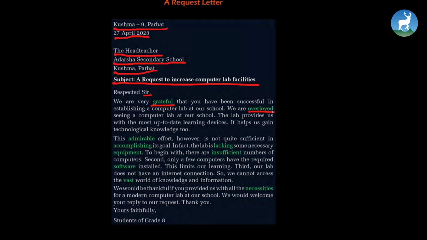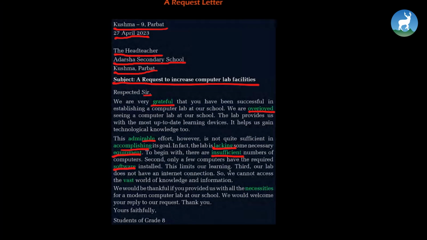We are overjoyed seeing a computer lab at our school. The lab provides us with the most up-to-date learning devices. It helps us gain technological knowledge too. This admirable effort, however, is not quite sufficient in accomplishing its goal. In fact, the lab is lacking some necessary equipment. To begin with, there are insufficient numbers of computers. Second, only a few computers have the required software installed.